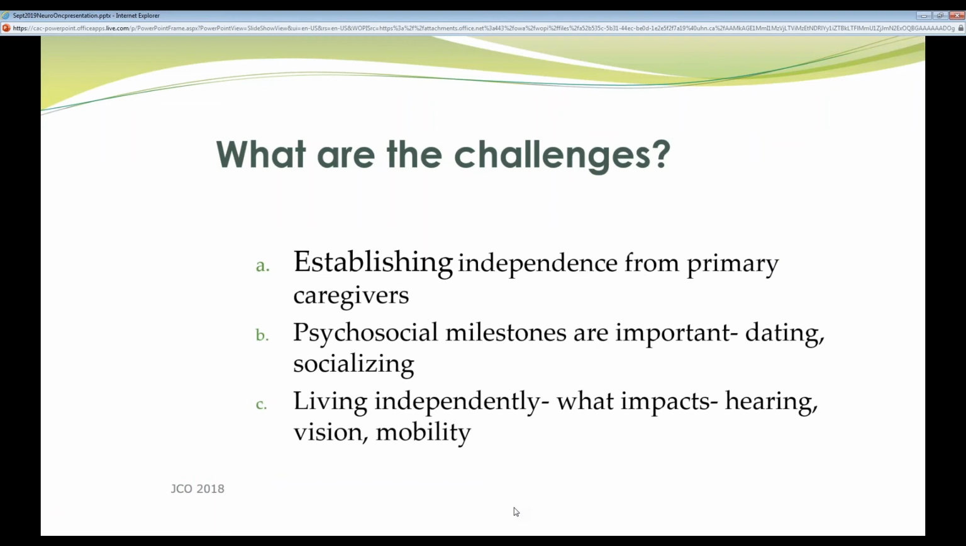Sometimes some patients are not able to become independent, and so they're still at home despite the age. And sometimes some patients are not able to have these milestones. They're not dating. They might not have the same peer group after they get out of high school. And then some people are just not able to live alone. If their vision is challenged, their walking around is challenged, then there's a shortage of assisted living places and huge wait lists to get in them.